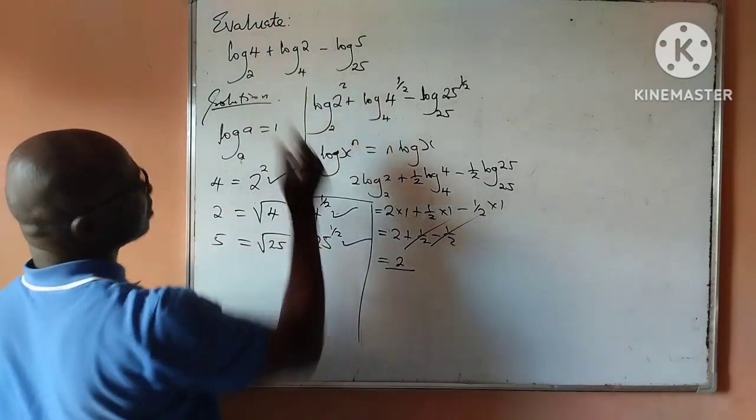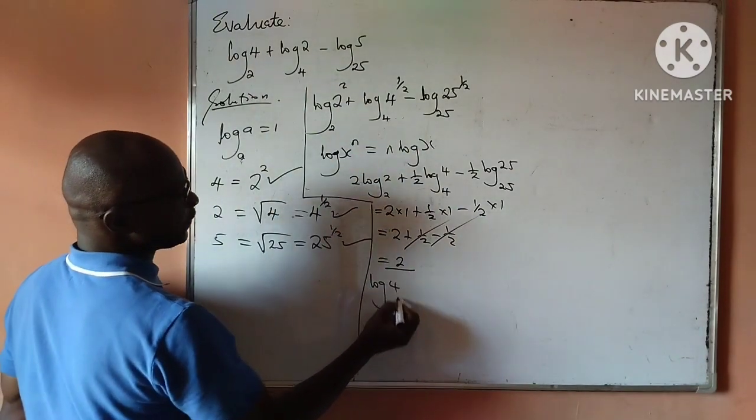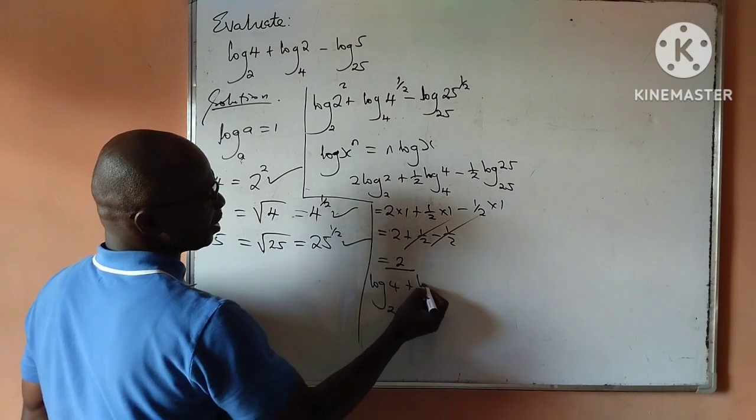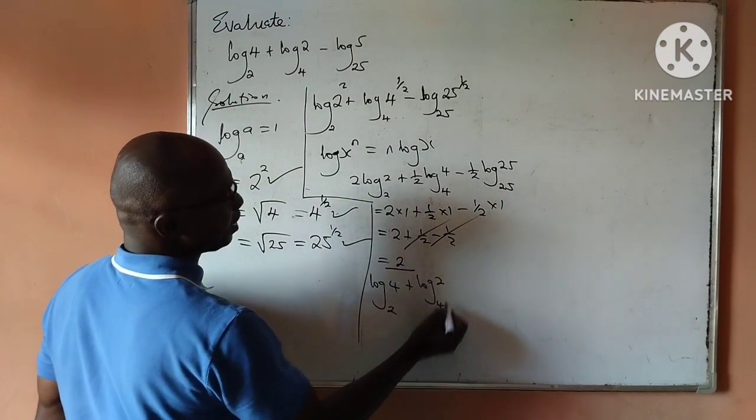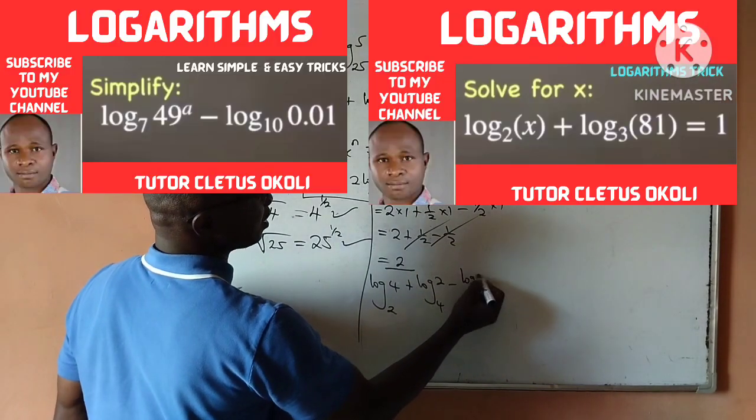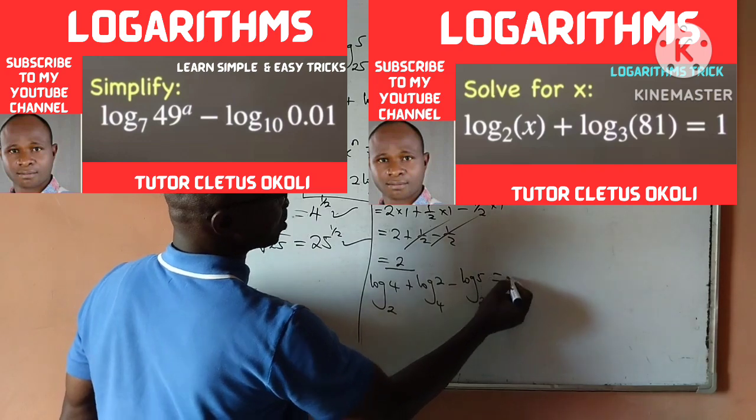So in conclusion, the log of 4 base 2 plus the log of 2 base 4 minus the log of 5 base 25 is equal to 2.